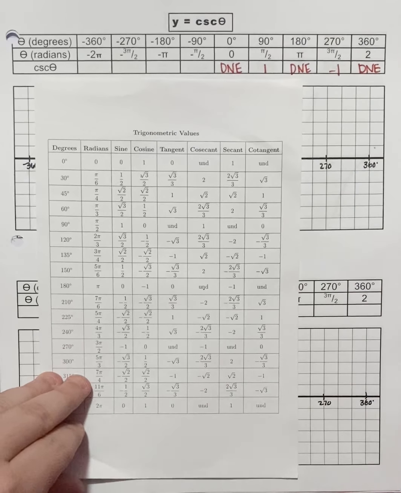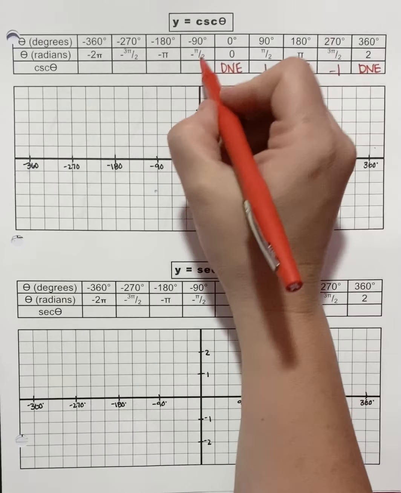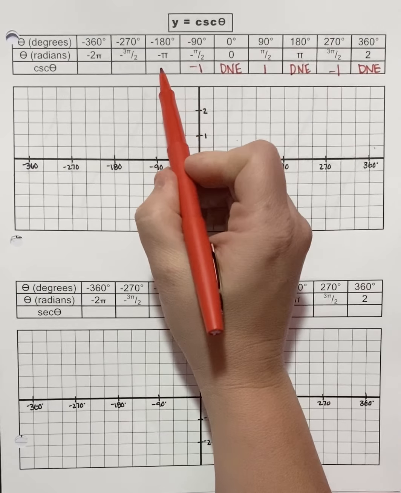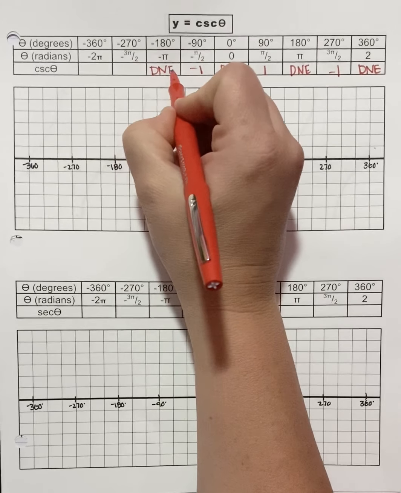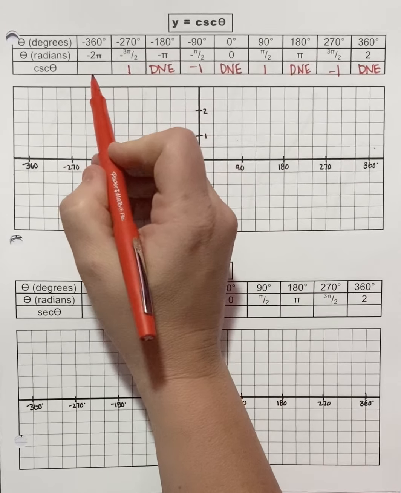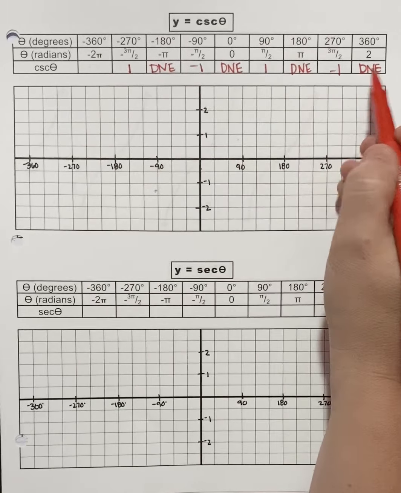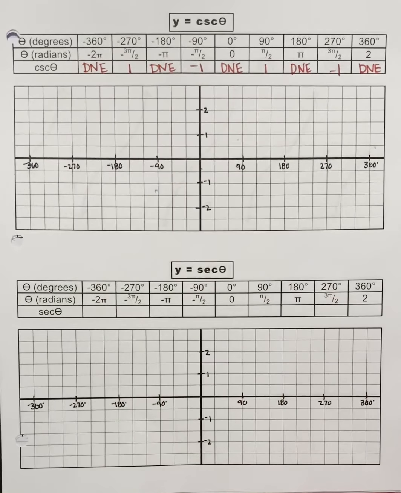All right, we're going to use coterminal angles to get back to the other side. So negative 90 is the same thing as 270, so that's negative 1. Negative 180 is the same thing as positive 180, so that does not exist. Negative 270 is the same thing as positive 90, so that's positive 1. And negative 360 is the same thing as positive 360, or 0, which for all does not exist.